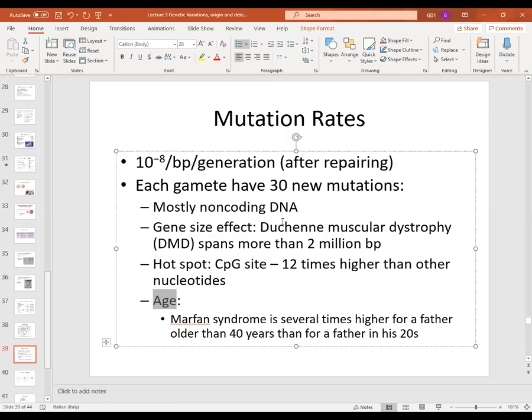When we get old, our genome copy system is not perfect, and it makes more and more mutations. For example, in here, the syndrome is several times higher for a father older than 50 years old compared with a father at 20. So if you get married and have a baby very late, the risk of the baby having the mutation is also higher.